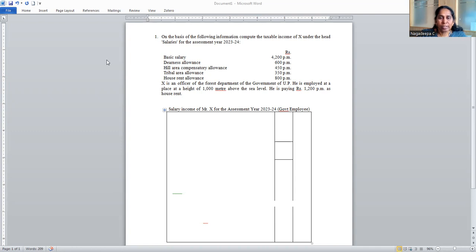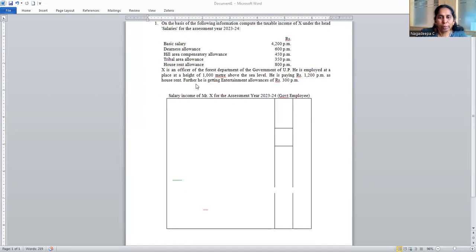X is an officer of the forest department of the government of UP. That means he is a government employee and he is employed at a place at a height of 1,000 meters above sea level. He is paying 1,200 per month as house rent also. So this is the problem. Based on that, we are going to calculate the income from salary.